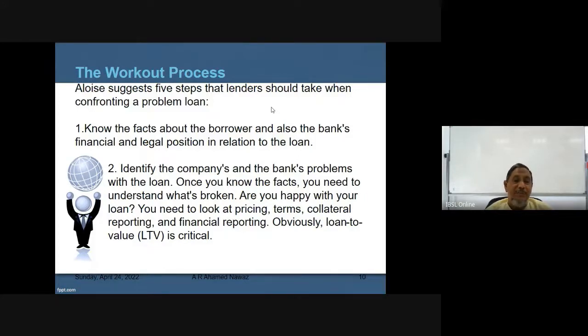Second one is to identify the company's and the bank's problems with the loan. Identify the problem on the bank side as well as the customer side. Once you know the facts, you need to understand what's broken. That's the problem. Are you happy with your loan? You need to look at pricing terms, collateral reporting, financial reporting. Obviously, loan to value is critical. Loan to value means the collateral value and the loan are critical. Right? So we'll understand the situation.